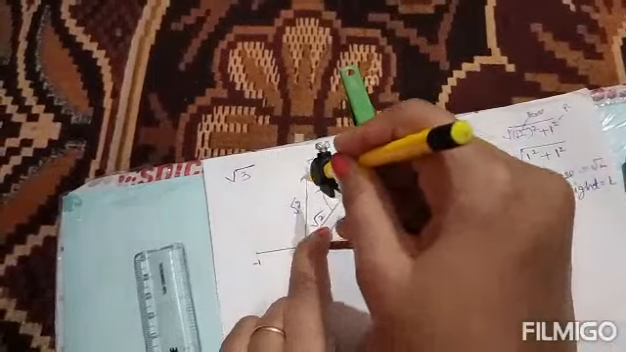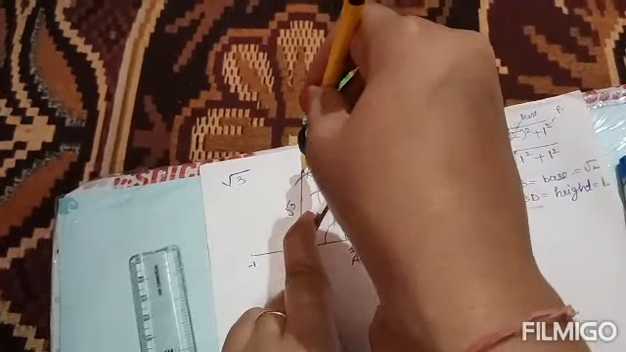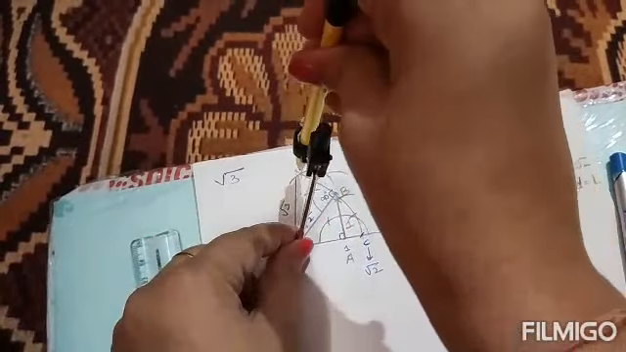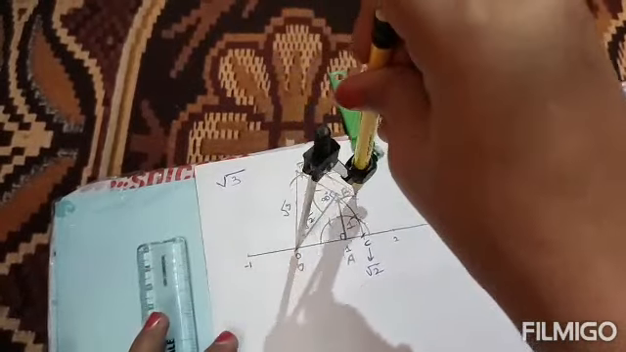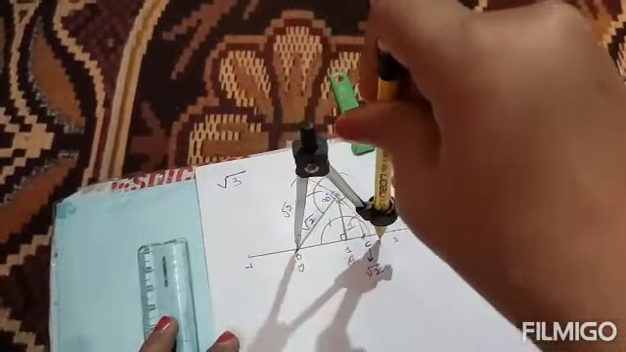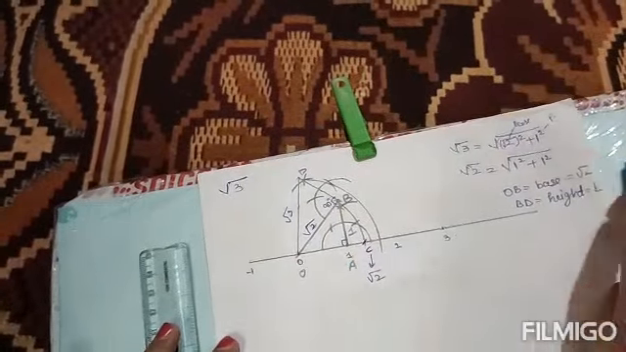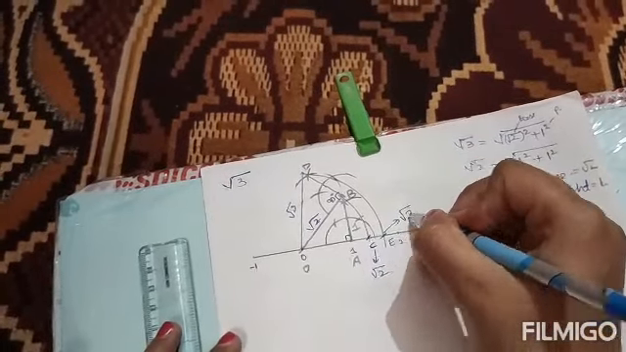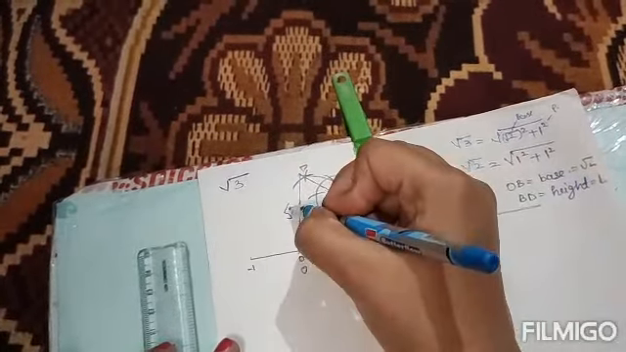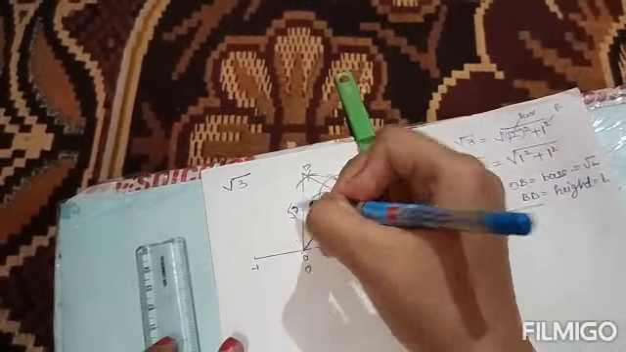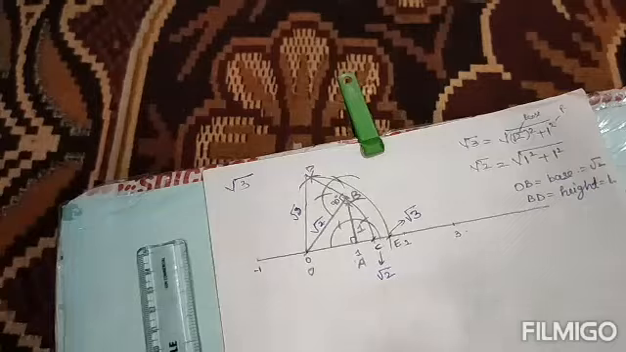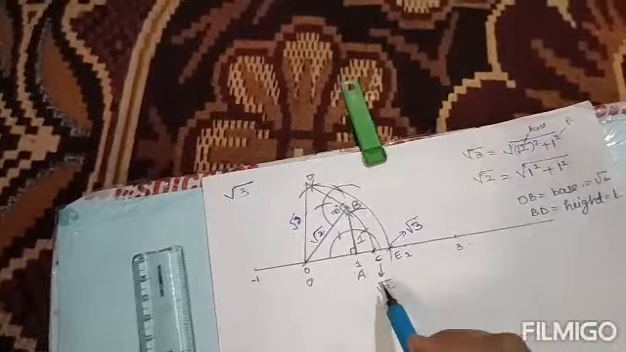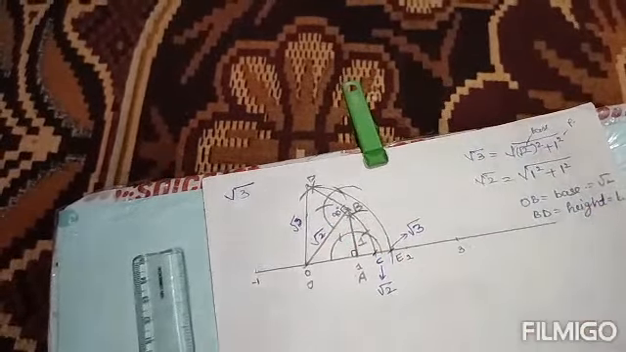Now for root 3, make another arc of distance OD. Do it carefully, and this will cut our number line at point E, and this will represent root 3 on the number line. Now I hope you all understand it very easily. Name it root 3, root 2. This is all we have done.